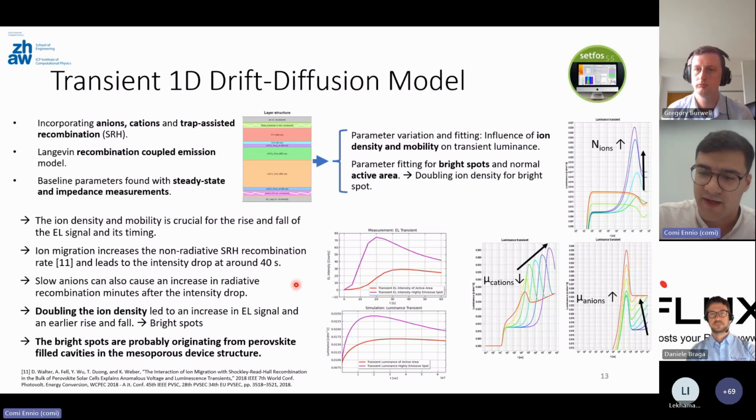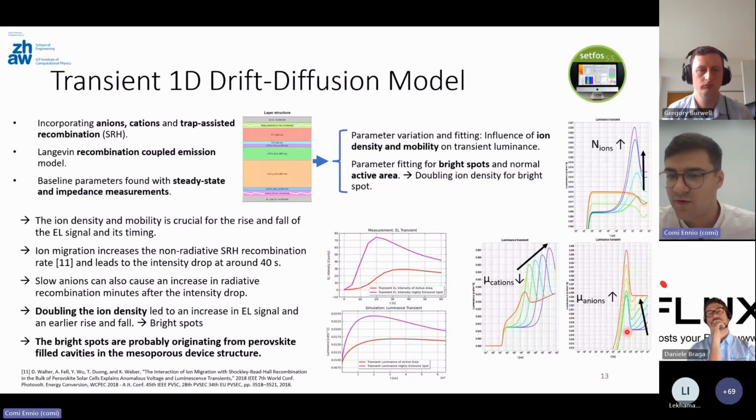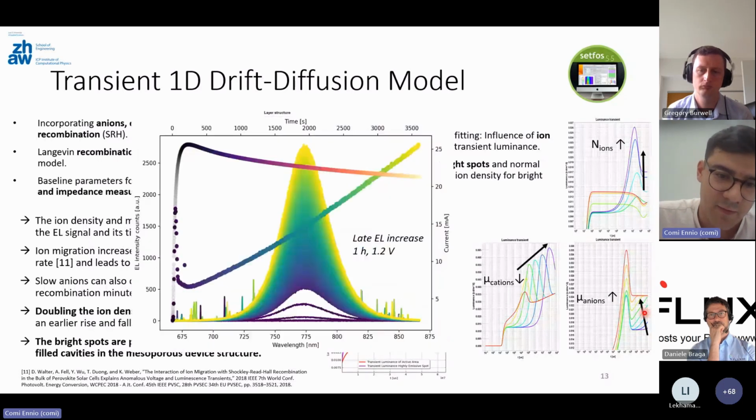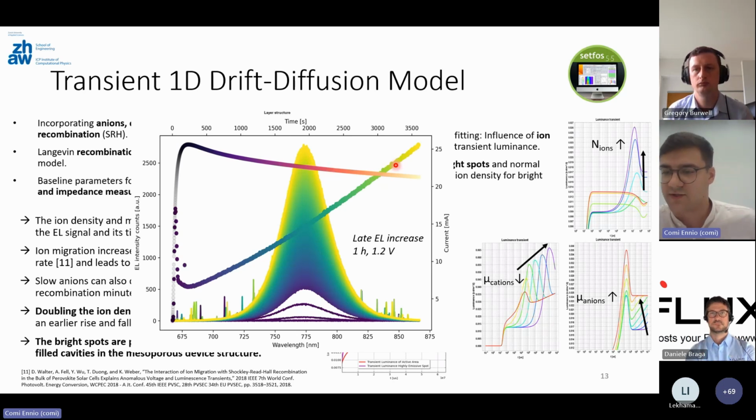And something else that this simulation predicted was that if we have two ion species, a faster one and a slower one, the slower ion species can cause a late increase after the EL signal has dropped. So we measured again in that case for an hour, and we saw that this first peak happened, the signal dropped, and then actually the EL signal started to increase again. Here after an hour, it even surpassed this first peak, while the current continuously dropped. So that was quite interesting that the simulation just predicted that.